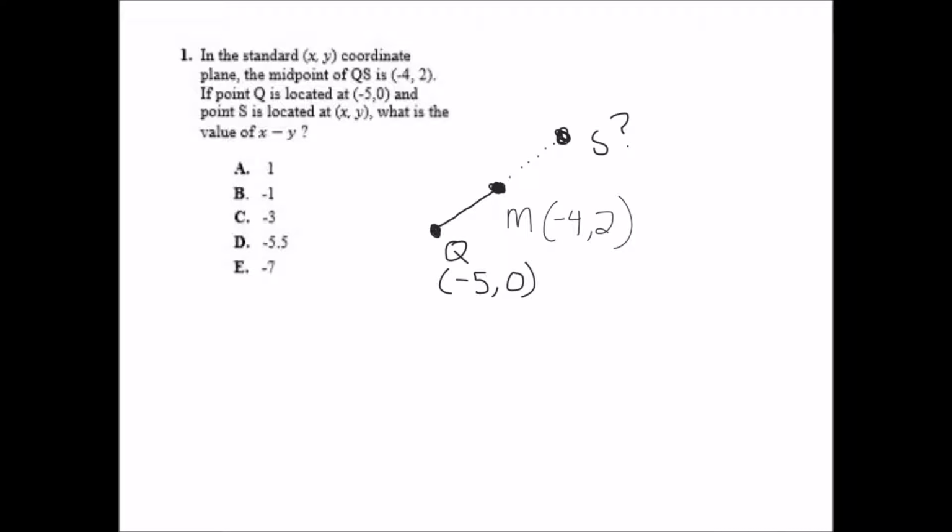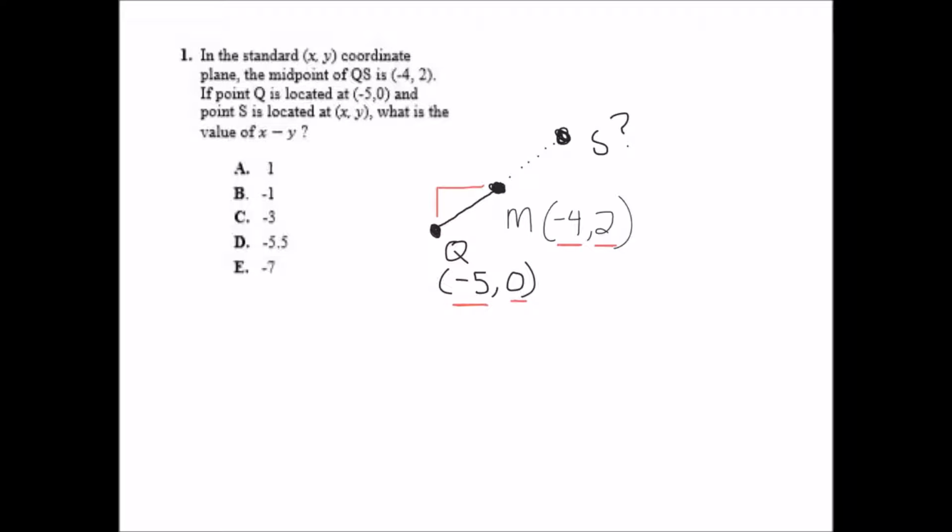And really what's being asked is, since we know the midpoint here is at negative 4, 2, and we know that point Q is negative 5, 0, we have to figure out what the coordinates for point S are. One of the ways to think about this is look at these 2 points using rise over run. If we do that, to get from Q up to M, we see how much it takes to go from the x of Q to the x of M, that's the run, and to go from the y of Q to the y of M, that's the rise.